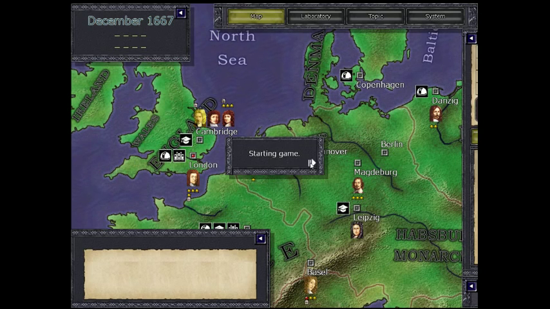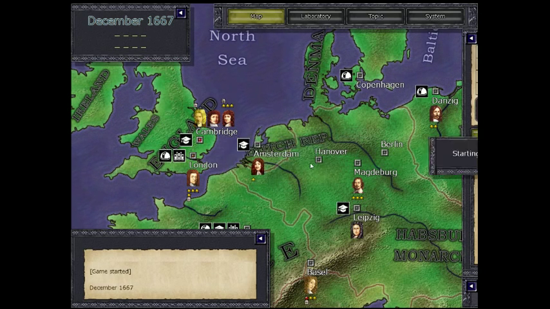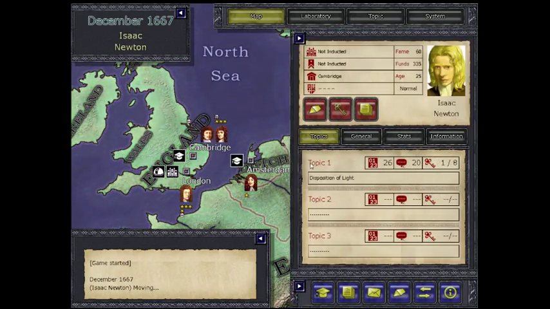Here we go. We're going to start the game. We are in December of 1667. We are playing as Isaac Newton, and there's Mr. Newton. He's published his first paper.